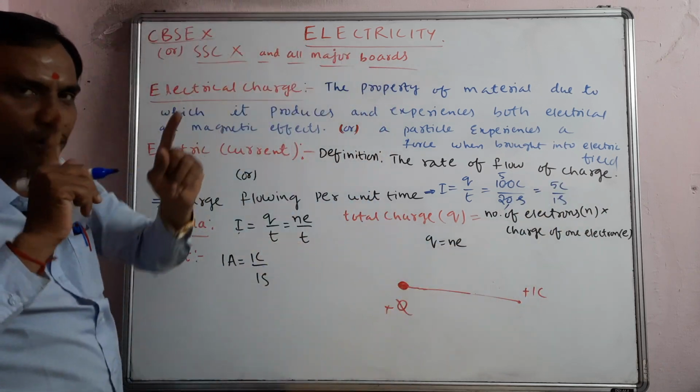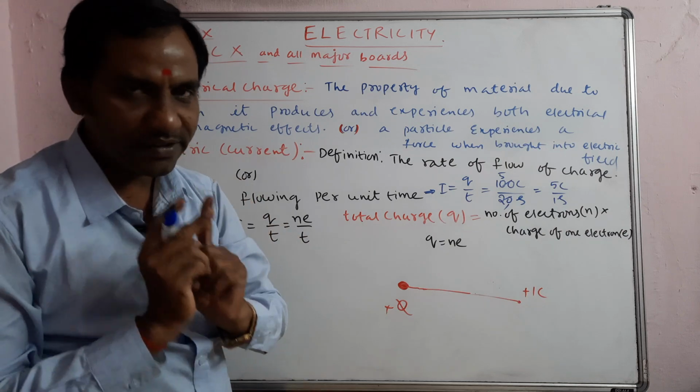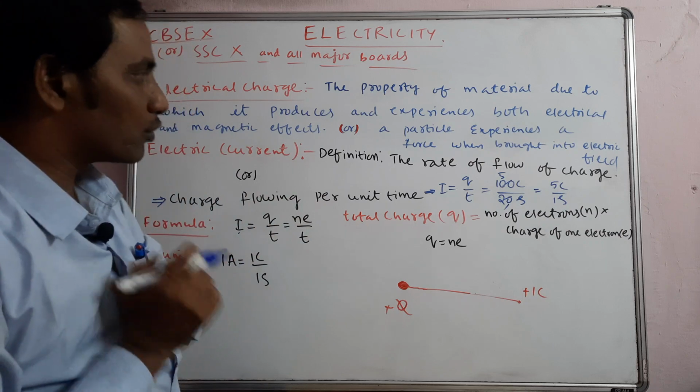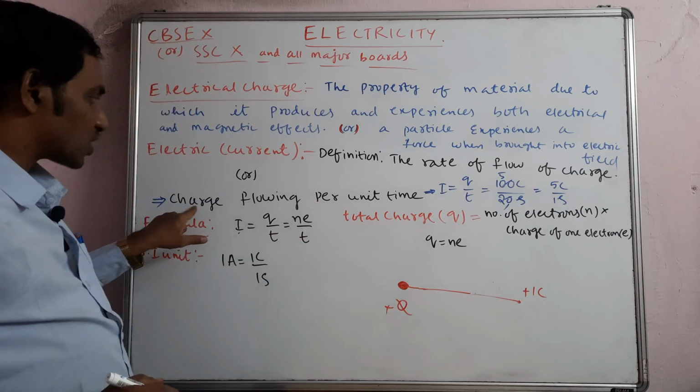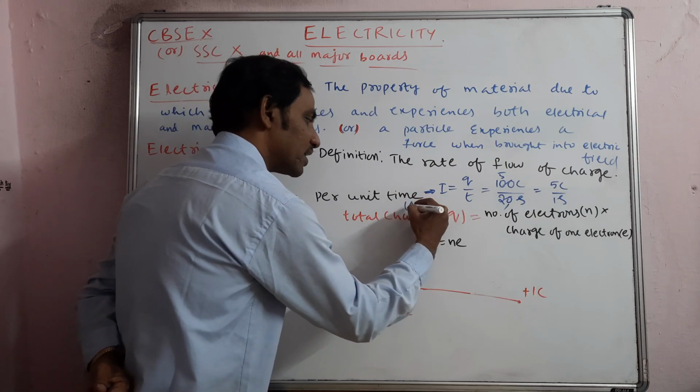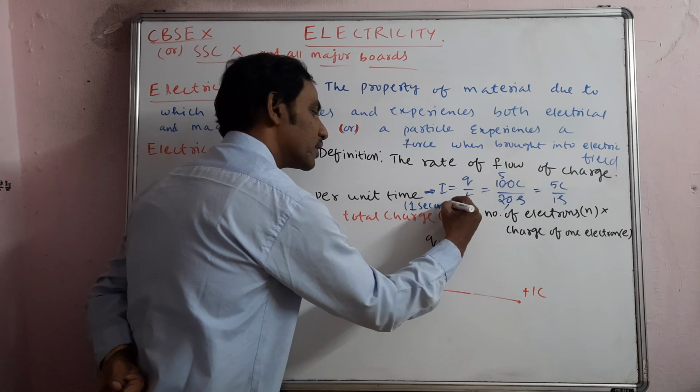So it means that the denominator is going to become 1. So that is the reason it means that for 1 second, how much charge is flowing, that is nothing but the current, right? So that is the reason you can say it is the charge flowing per unit time. Unit time means here, in brackets, 1 second.